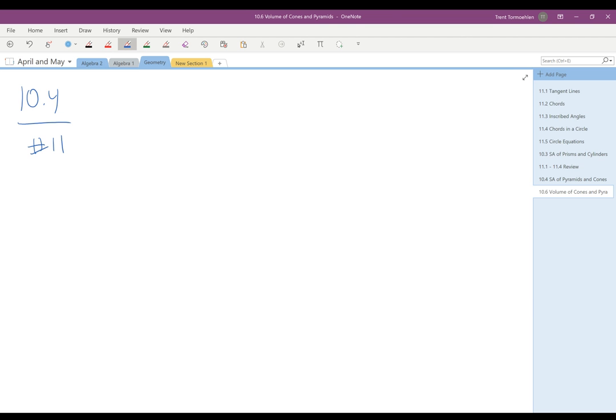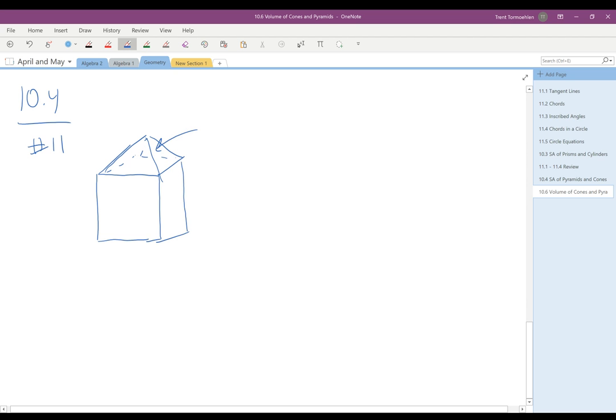Okay, so for number 11 from 10.4, we have a tower. And on this tower is a roof, and they're saying the roof is a square pyramid. And so it's going to look something like this, where you have a tower and then you have a roof that is a square pyramid. And it says how much construction material or how much roofing material you're going to need.